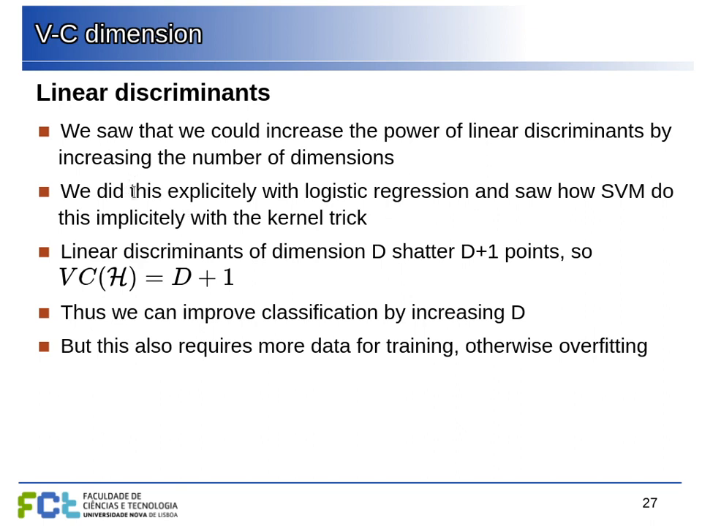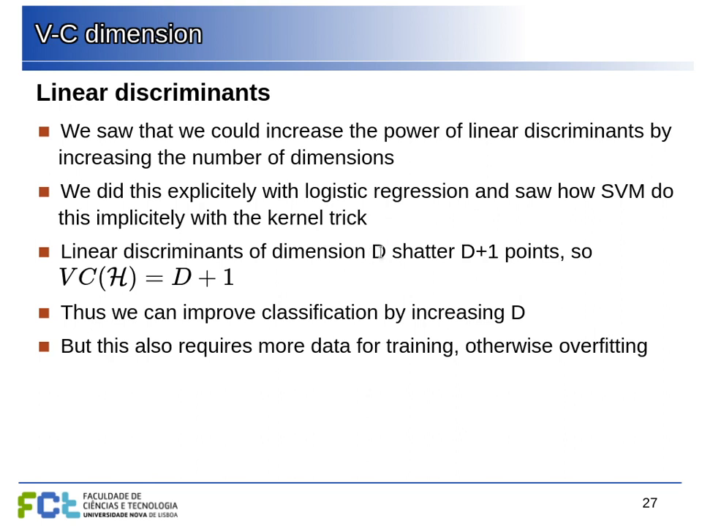We did this explicitly with logistic regression in the beginning, but then we saw how support vector machines do this implicitly using the kernel trick. So it saves us a lot of computation time, but they implicitly do this transformation into higher dimensions using some non-linear transformation. A linear discriminant in D dimensions can shatter D plus 1 points.